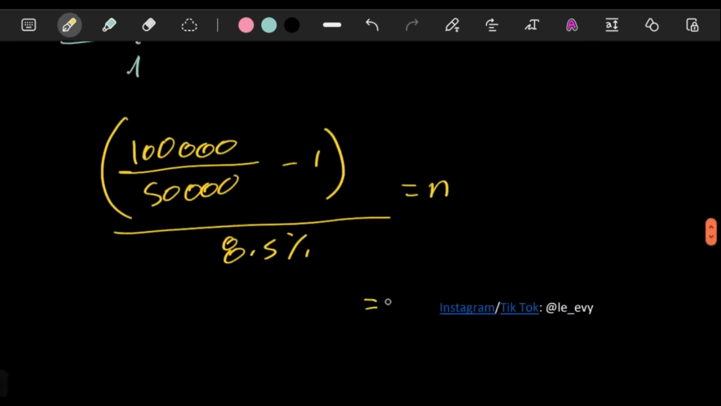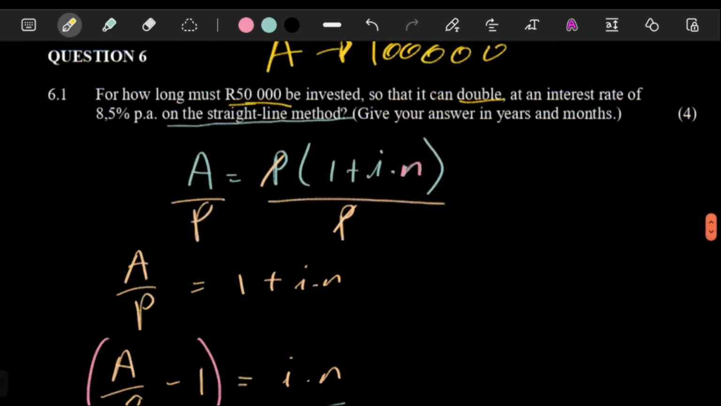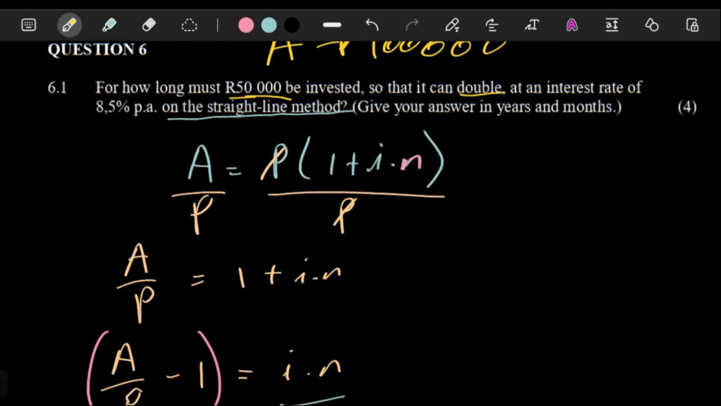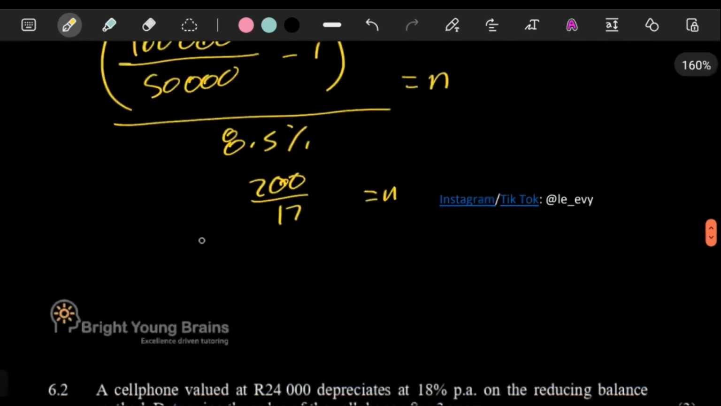So yeah, N is equal to 200 over 17, which is kind of weird, but we obviously want to see what this value would be in months or years. Because this is per annum, you have to remember that the value of N that we have is going to be in years. So here, this is like 11.75. No, let's say 11.76 years.